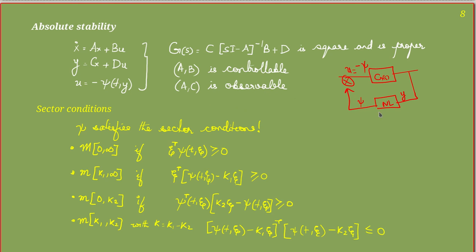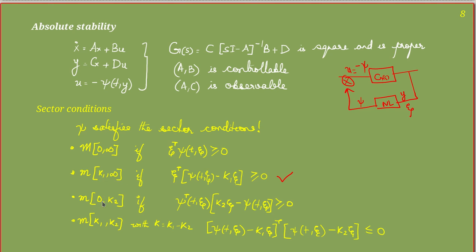Now this nonlinearity can be of any of these forms. It can lie within the 0 to infinity sector, K1 to infinity sector, 0 to K2 sector, or K1 to K2 sector. It can be in any of these sectors. If it is in the 0 to infinity sector, I can say that psi transpose, this is the input, xi transpose into xi of t comma xi is greater than or equal to 0. And if it is in the K1 to infinity sector, I have xi transpose into phi of t minus xi minus K1 into zeta greater than or equal to 0. This is the passivity condition for this kind of a nonlinearity.